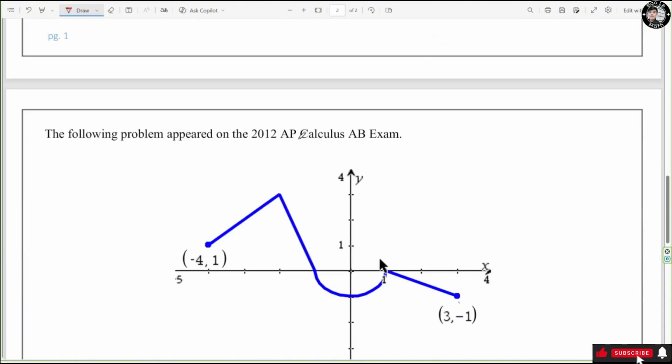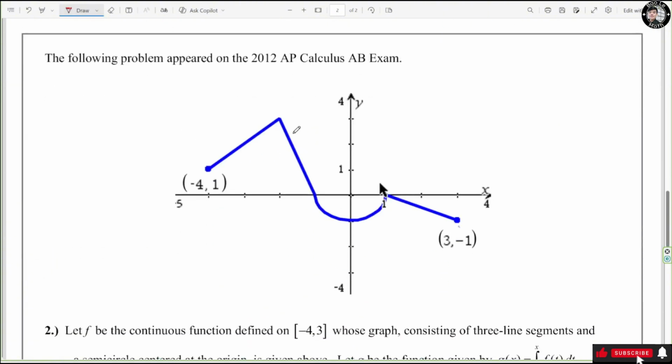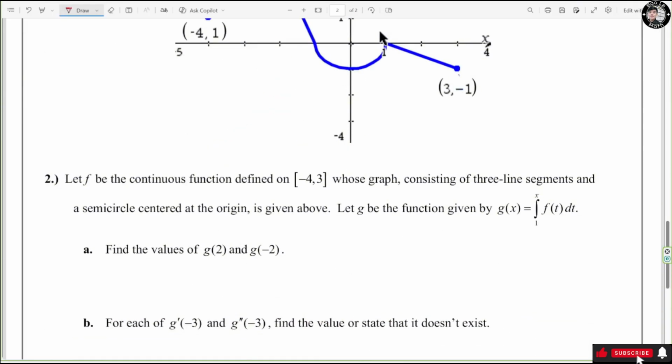Now let's move on to the next question. This one appears on the AP Calculus AB exam 2012. Question 2. Let f be the continuous function defined on the closed interval -4 to 3, whose graph consisting of 3 line segments and a semicircle centered at the origin is given above. Let g be the function given by g of s equals this one. Find the values of g of 2 and g of -2.